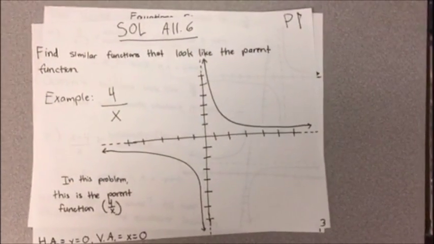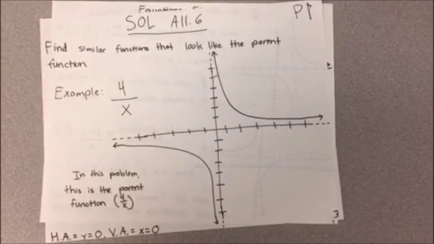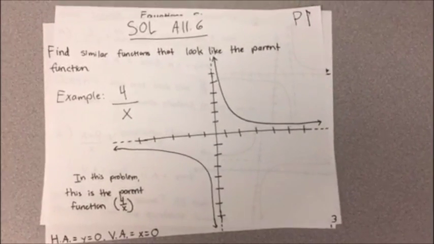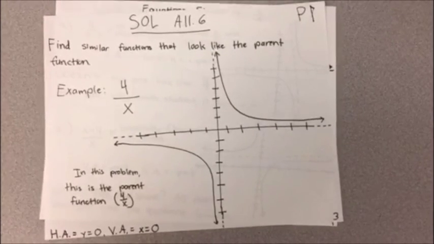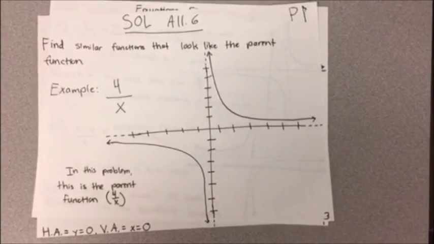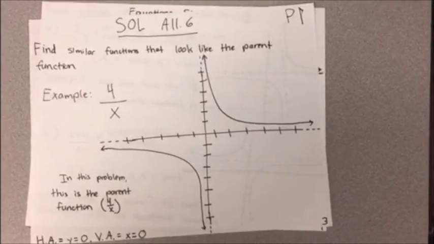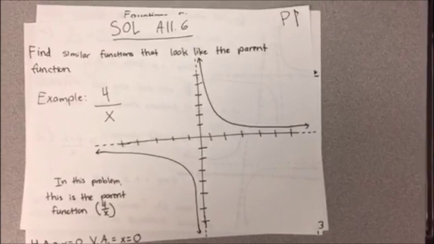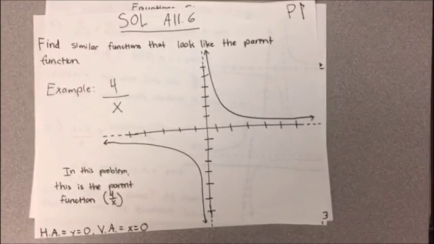Problem number 1. Here, all I'm giving you is what the parent function looks like. You should keep this in mind. This is what it looks like, and you'll have to refer back to this constantly. All that I'm going to ask for here is you have to find the vertical and horizontal asymptote. Once you graph it how it is like this, you are good to go. This is all you need to know for the parent function 4 over x.